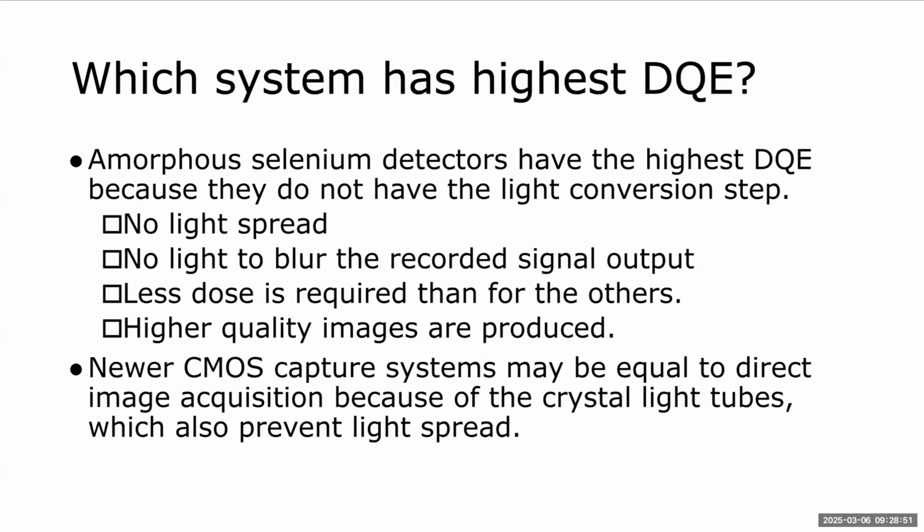Now, which of these has the highest DQE? So this, again, is detective quantum efficiency. Amorphous selenium detectors have the highest DQE because they do not have the light conversion step. So there's no light spread, there's no light to blur the recorded signal output, less dose is required than for the others, and higher quality images are produced.